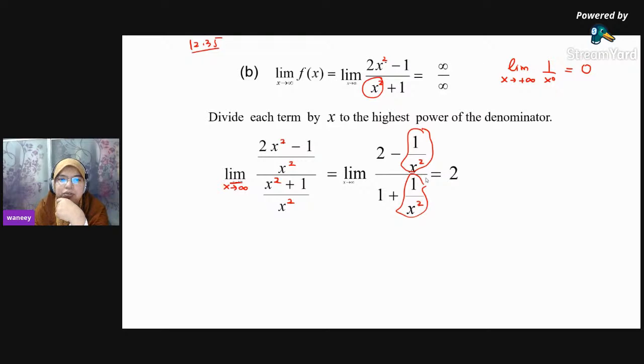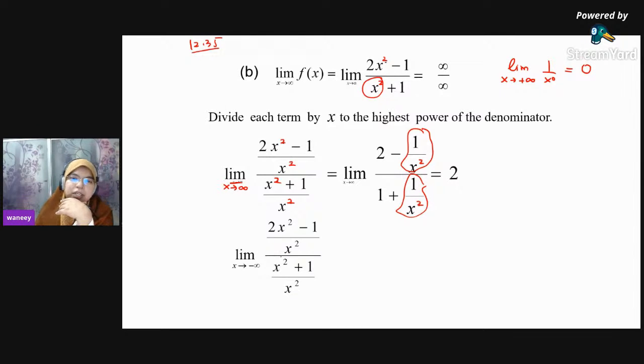And then basically do the same thing for the limit as x approaches negative infinity. Again, if you substitute with negative infinity, you are going to end up with negative infinity over negative infinity. So again, divide by the highest power of our denominator. So we need to divide by x squared again. So 2x squared minus 1 over x squared, x squared plus 1 over x squared. Separate them into different fractions. So we got 2 minus 1 over x squared, 1 plus 1 over x squared.